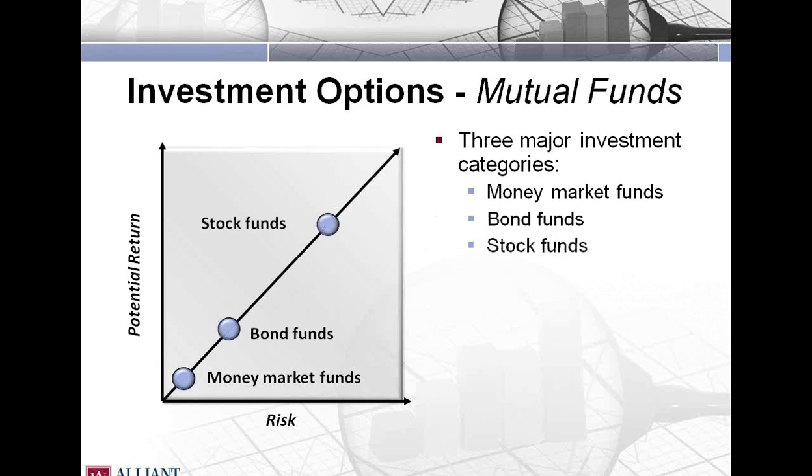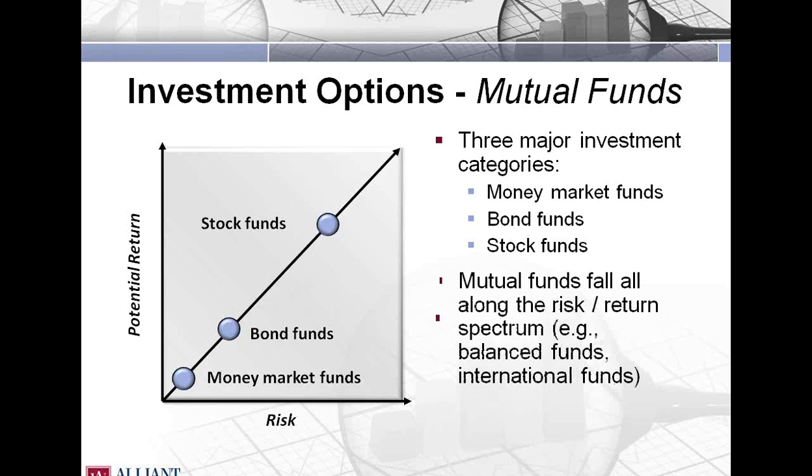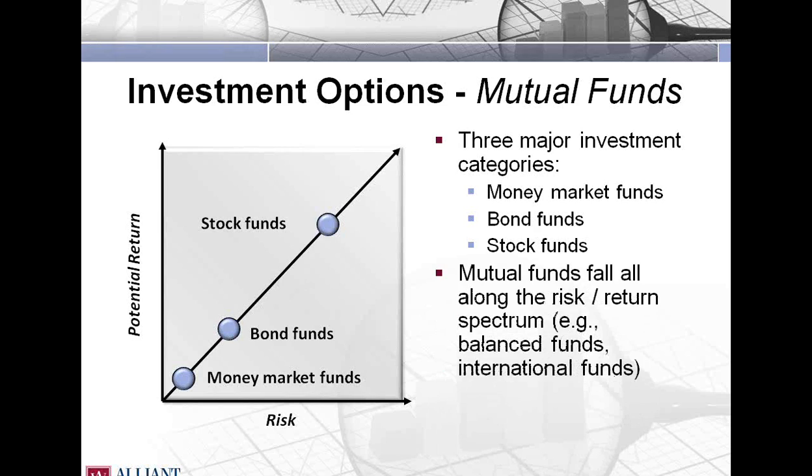Stock mutual funds can also be classified based on the size of the companies in which the fund invests: large cap, mid cap, or small cap. Of course, there are many other types of mutual funds. For example, funds that invest in both bonds and stock are often called balanced funds. In fact, there are mutual funds that fit all along the risk-return spectrum. International funds, which seek investment opportunities outside the United States, are one example.